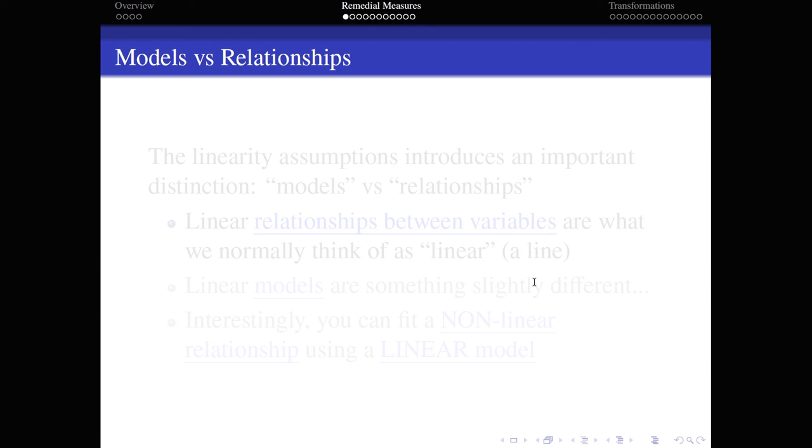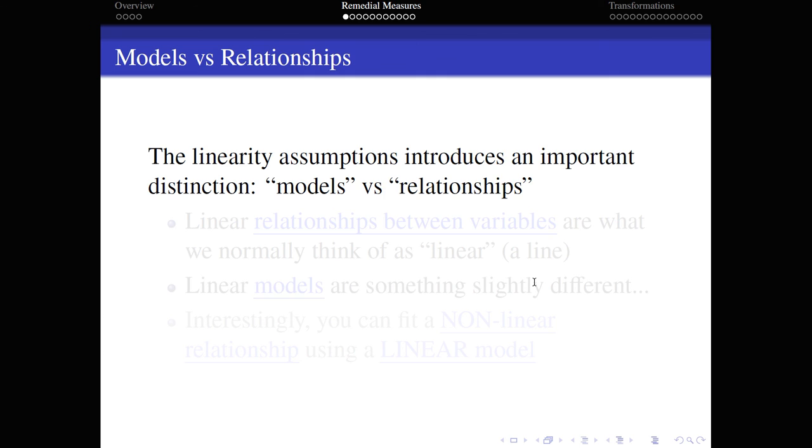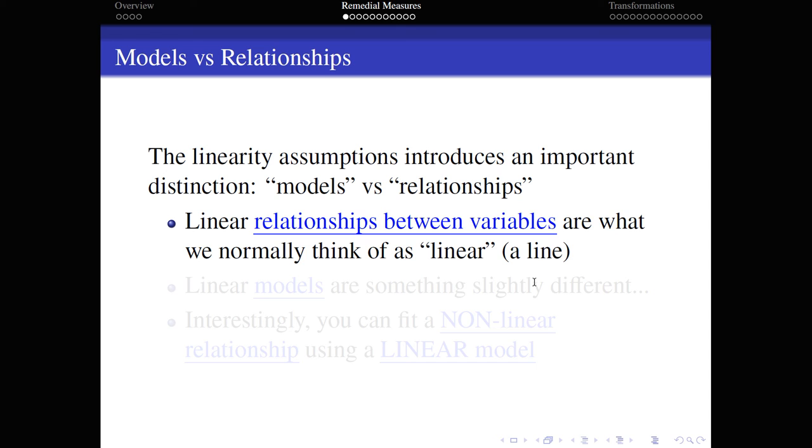So the first thing we should talk about comes up with the linearity assumption, and it's important to realize what we mean when we say a linear model versus a linear relationship. A linear relationship between variables is very typically what we think. It's this line: as x increases, y increases linearly, or as x increases, y decreases linearly. So this term linear, when you think line, tends to refer to linear relationships between variables.